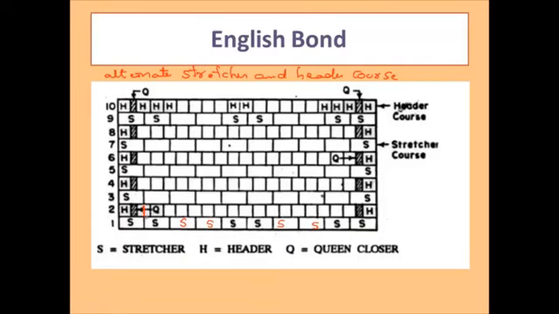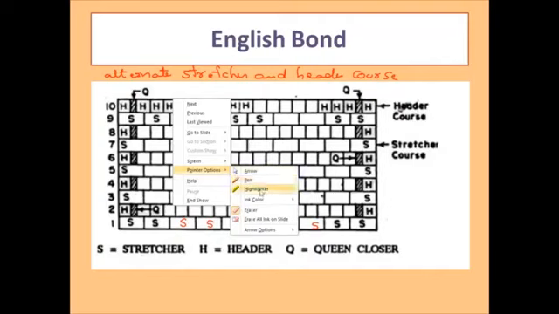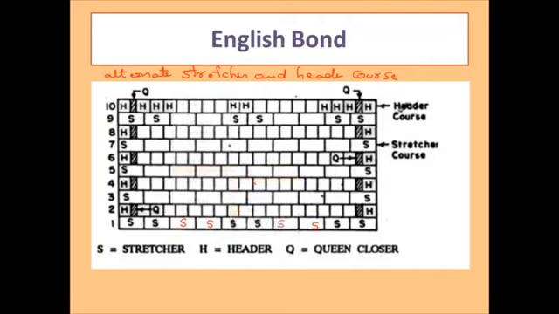Okay, the vertical joint comes in the same line. So what we have to do is place a queen closure here. Now if you place the queen closure, and beside that you keep another header, another header, another header like this, then the vertical joints will not come in the same line. So in this bond, the lap length is achieved by placing a queen closure.